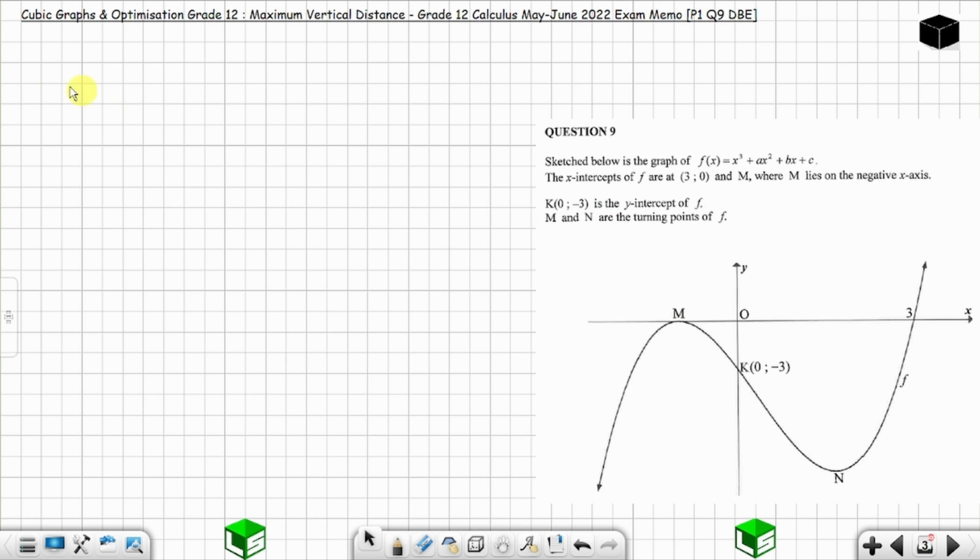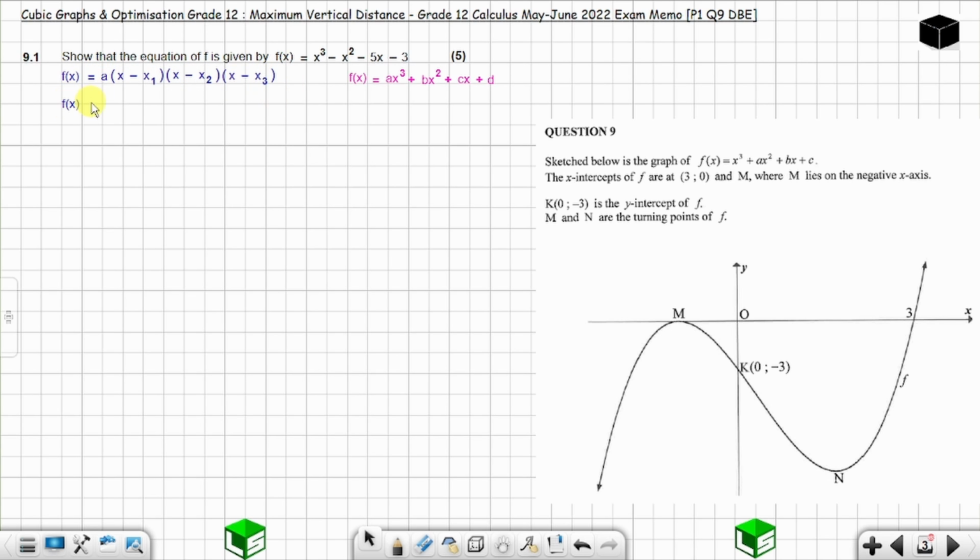Now, question 9.1. Show that the equation of f is given by f of x is equal to x cubed minus x squared minus 5x minus 3. This question is 5 marks. So the standard form of the equation of a cubic graph is this one. Now, since you know your x-intercepts, it will be easy for you to choose this other form, which I'm going to call the factored form.